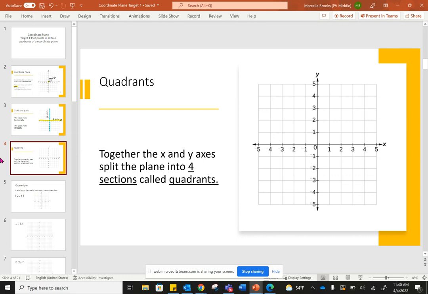Okay, so it is made up of quadrants. Together, the x and y axes split the coordinate plane into 4 sections called quadrants. So quadrant 1, I want you to label these. This is Q1. This is Q2, or quadrant 2. That's what Q stands for. This is Q3, and this is Q4. I know that's kind of weird, but it goes counterclockwise, okay? So we start 1 here and we finish with 4 here. So quadrant 1, 2, 3, and 4.